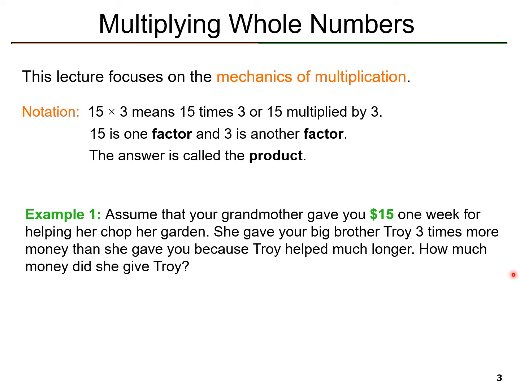Well, first of all, we recognize this as a multiplication problem, and the secret is the word times. Times means we multiply. So Troy's money is 3 times your money, which is 3 times $15. You received 15, Troy received 3 times that amount. So that means we multiply 15 by 3.